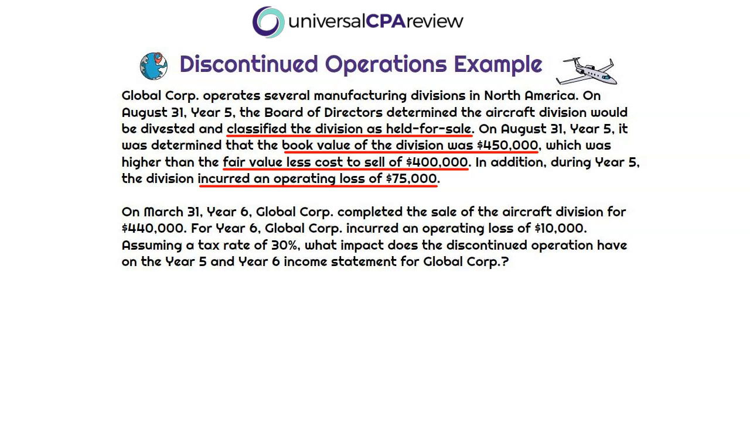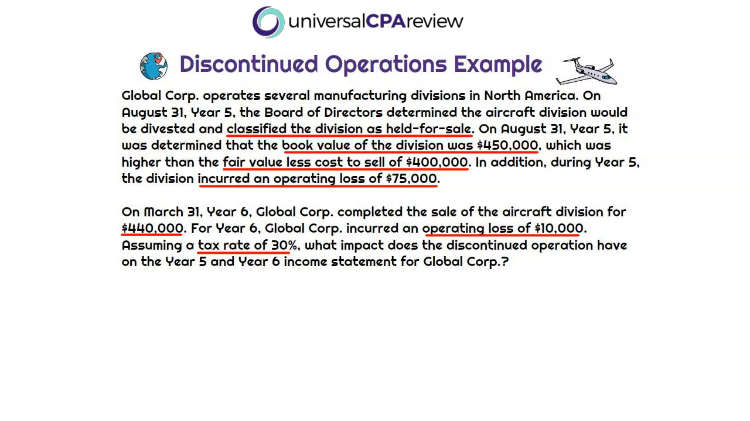So moving on to year 6, guess what? Global Corp, they found a buyer and they actually sold the aircraft division for $440,000. So this is the year that we're either going to have a gain or loss on disposal since they've actually divested or sold the aircraft division. Now it says they also had an operating loss of $10,000 for this division during year 6. And then we need to assume a tax rate of 30%.